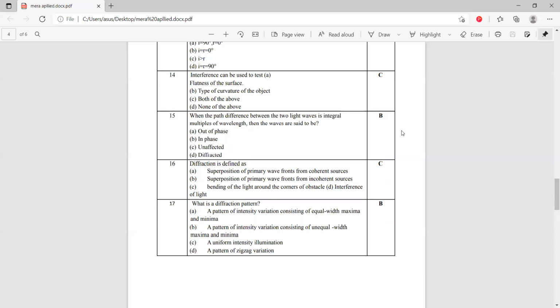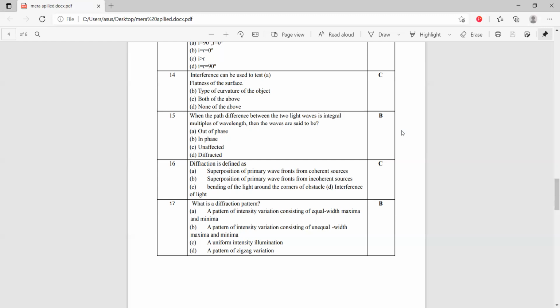Moving on to question number 16. Diffraction is defined as, now we have to define diffraction. Options: A, superposition of primary wave fronts from coherent sources. B, superposition of primary wave fronts from incoherent sources. Option C, bending of light around the corners of obstacles. Option D, interference of light. So the correct answer is option C, bending of light around the corners of obstacles. That is how we define diffraction.